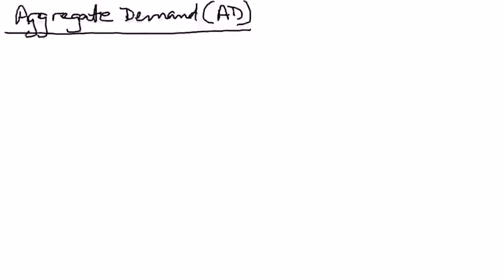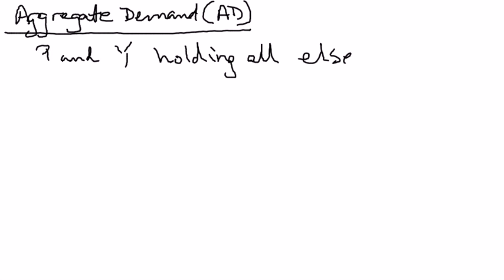Hi everyone. In this video we're going to talk about the aggregate demand curve, and for us the aggregate demand curve is going to show the relationship between two things, price and essentially real GDP, holding everything else constant, holding all else constant. Now, let me talk about this for just a second.